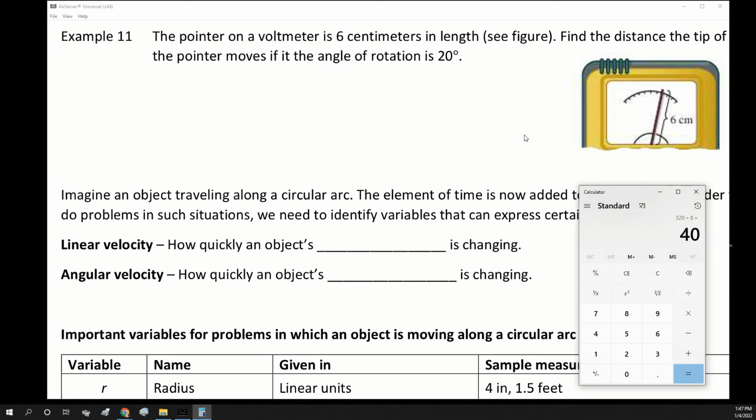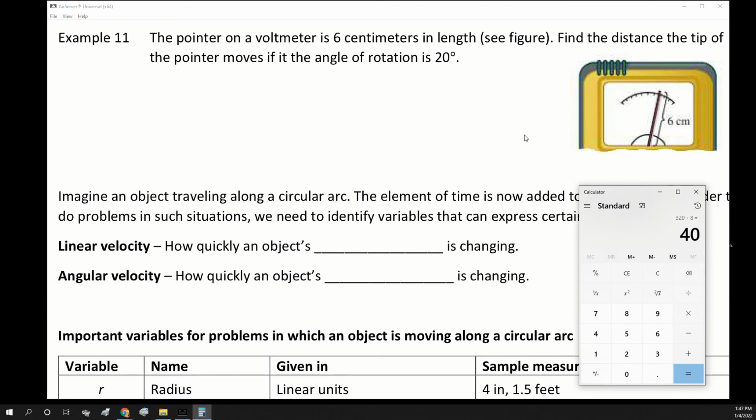All right, and the last example of today, example 12, a pointer on a voltmeter is 6 centimeters in length. And so you can see the figure. Find the distance the tip of the pointer moves if the angle of rotation is 20 degrees. We don't need that extra word there, sorry.